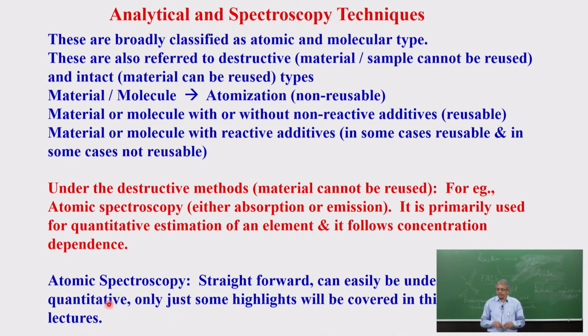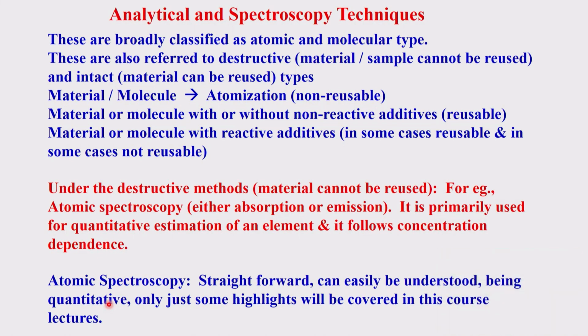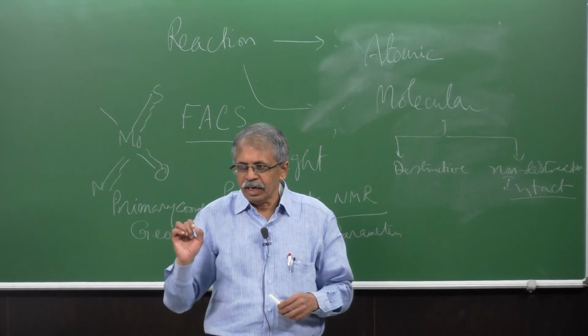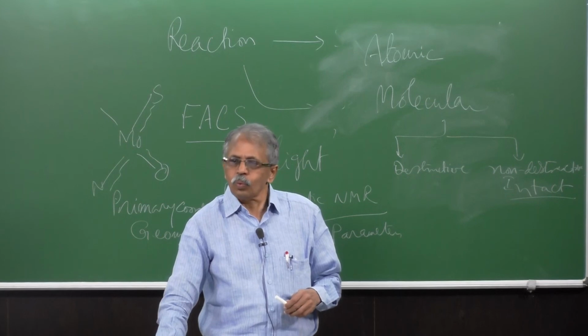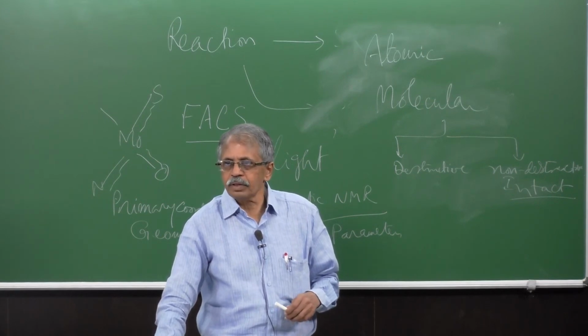So you can have techniques of destructive and intact type, primarily in atomic spectroscopy, where you atomize and then use it. In atomic spectroscopy, you basically look at the quantitative estimation of the element and it follows the concentration. The more the concentration, the more the signal. So it's a very straightforward technique, easily understood, being quantitative. So I will touch on the basic things in the next class, but will not go into too many details because it's a straightforward kind of thing.